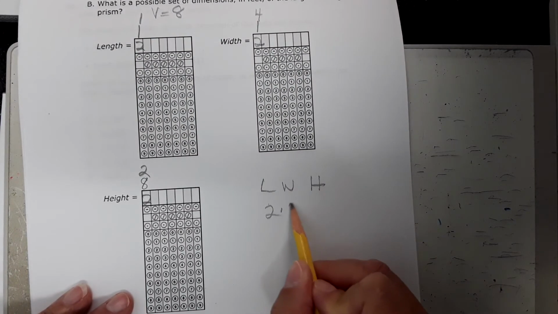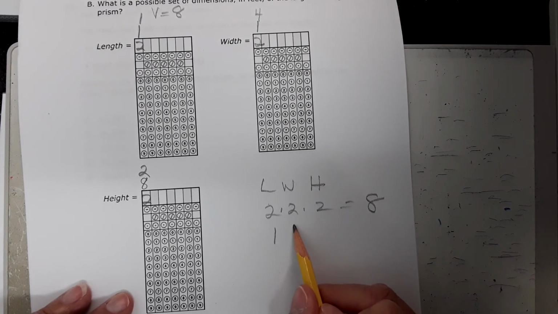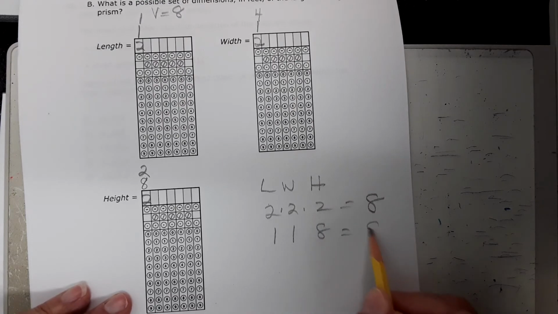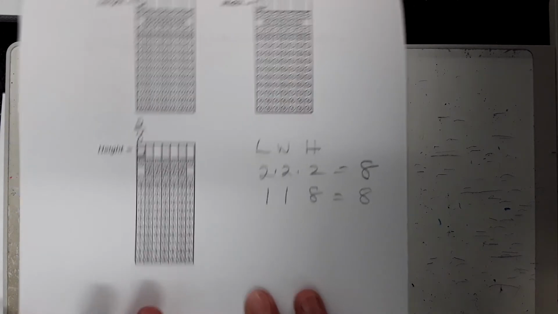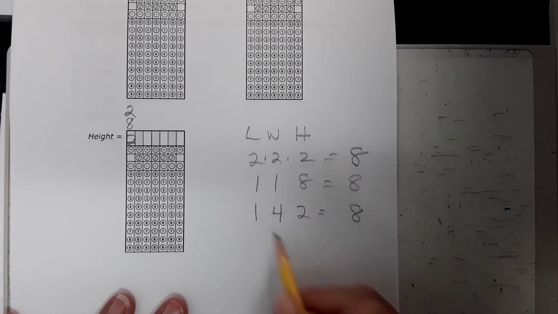So 2 times 2 times 2, yes, that gets you to 8. 1 times 1 times 8, yes, that gets you to 8. And then, of course, you could switch these around. And then 1 times 4 times 2, that gets you to 8, yes.